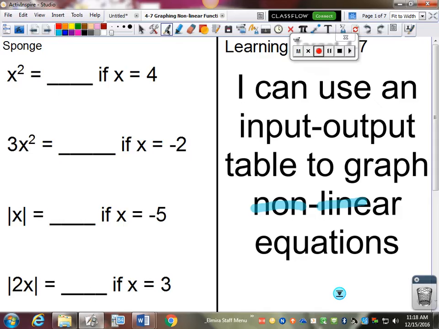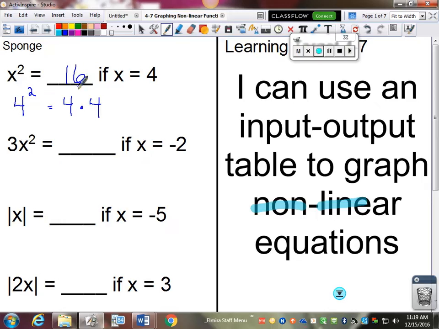Okay. Well, our sponge today was kind of a mini lesson reviewing some things that you might have forgotten about, like x squared means x times x. So if I know x is 4, I sub in 4, so 4 squared. And 4 times 4, this is what this really means, is 4 times 4, 2 4s, is 16.